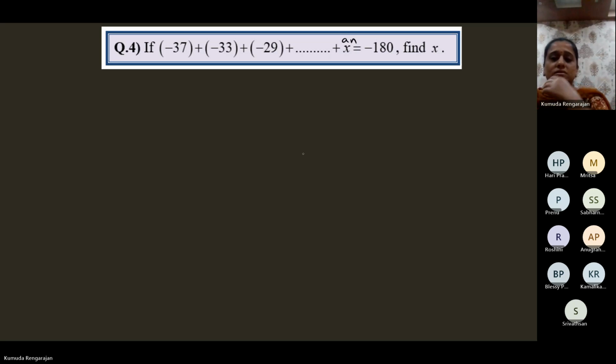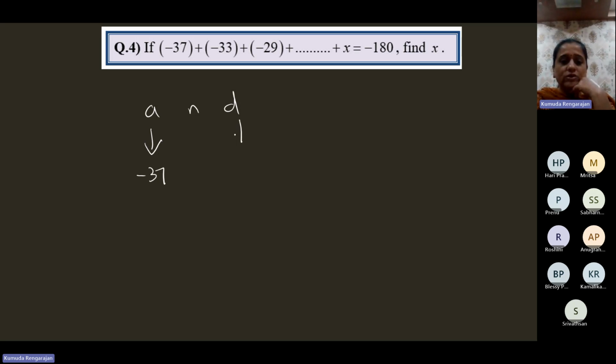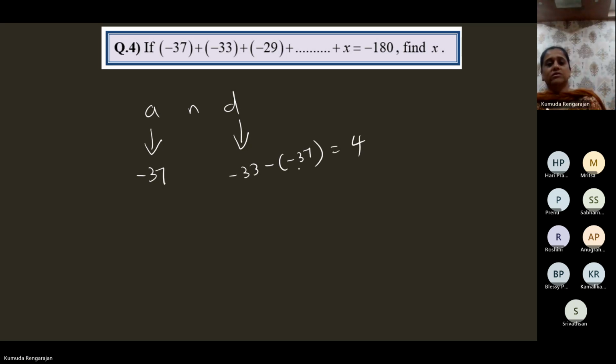The nth term, an, is x. So you know the value of a. In an AP, we have only 3 unknowns, no? a, n, and d. Okay, what is a? Minus 37. What's the value of d? Minus 33 minus minus 37, which is 4. So n we can find using an equation.